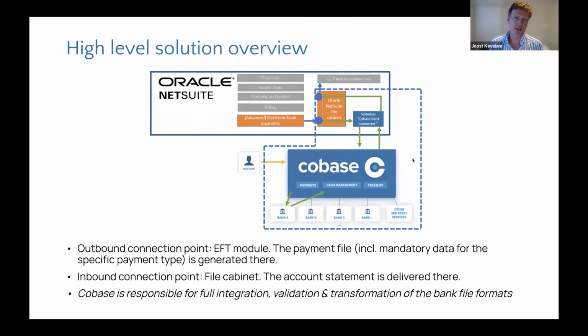The other way around, in delivering the transaction information, Cobase collects transaction information from PSPs and from banks, harmonizes the data set and delivers it into the file cabinet, where it can be picked up either by Oracle NetSuite themselves or by the respective Zone&Co apps. Cobase is responsible for the full integration, the validation, and the transformation of the bank file formats.